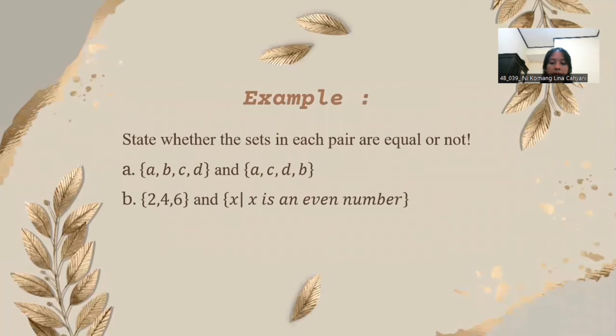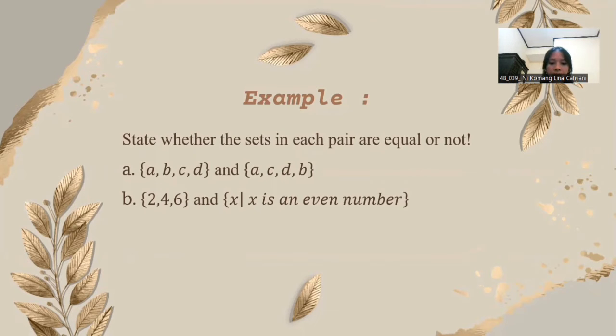Let's look at an example. State whether the sets in each pair are equal or not. So in part A, we have the set {A, B, C, D} and the set {A, C, D, B}. To determine if they are equal, we are going to check if every element of the first set is also an element of the second set and vice versa.